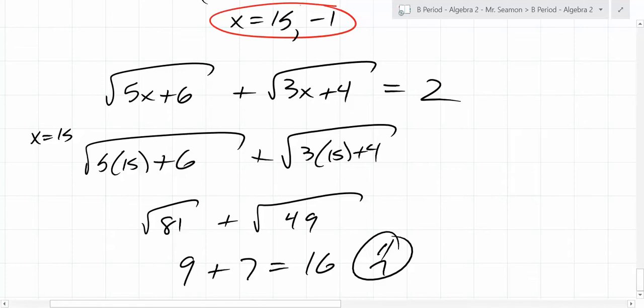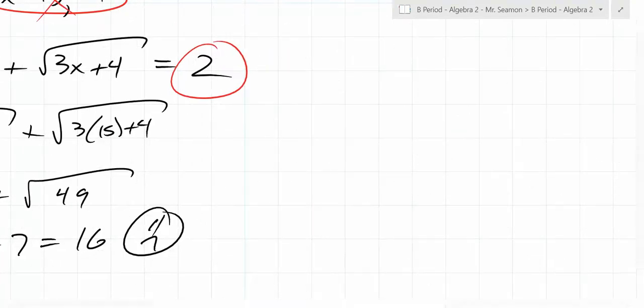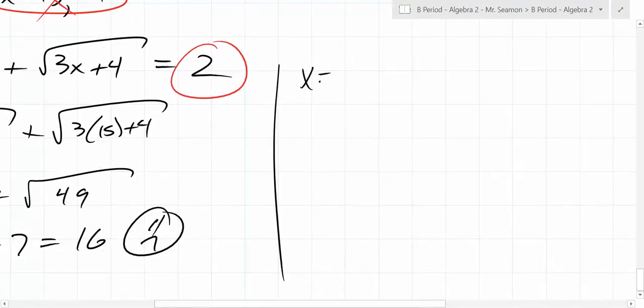Well, you said equal to 2, not 10. Does it equal 2? No, it equals 16. So does it check? No. So what's the other side we have to check? We have to check x equals what?